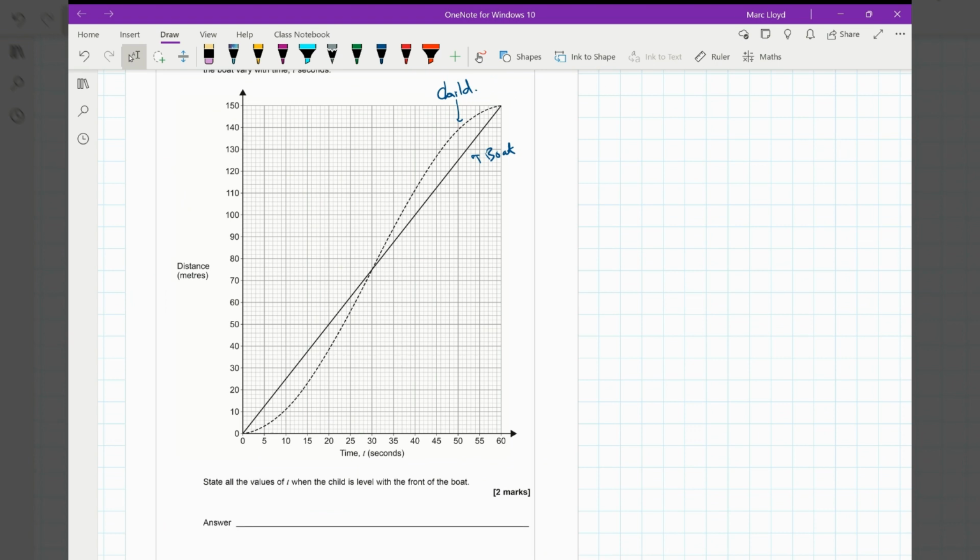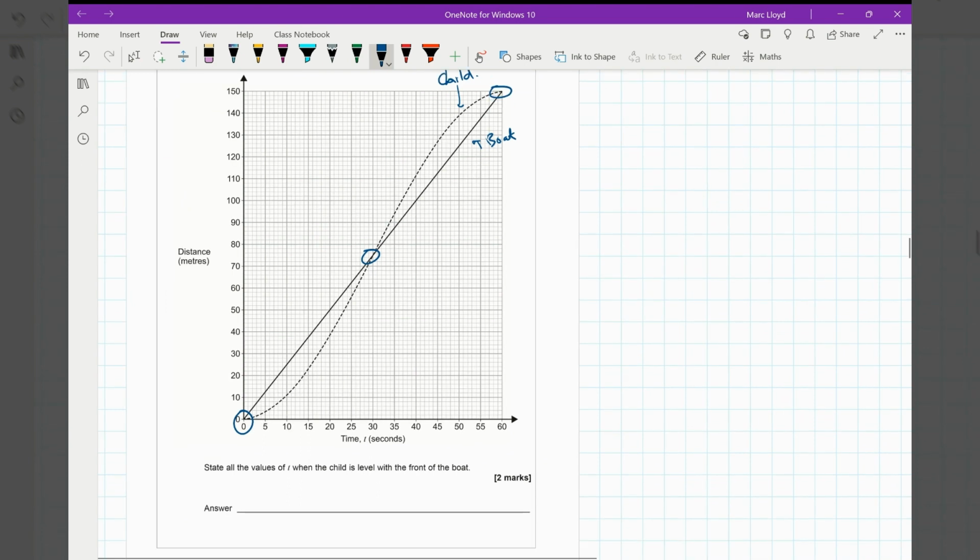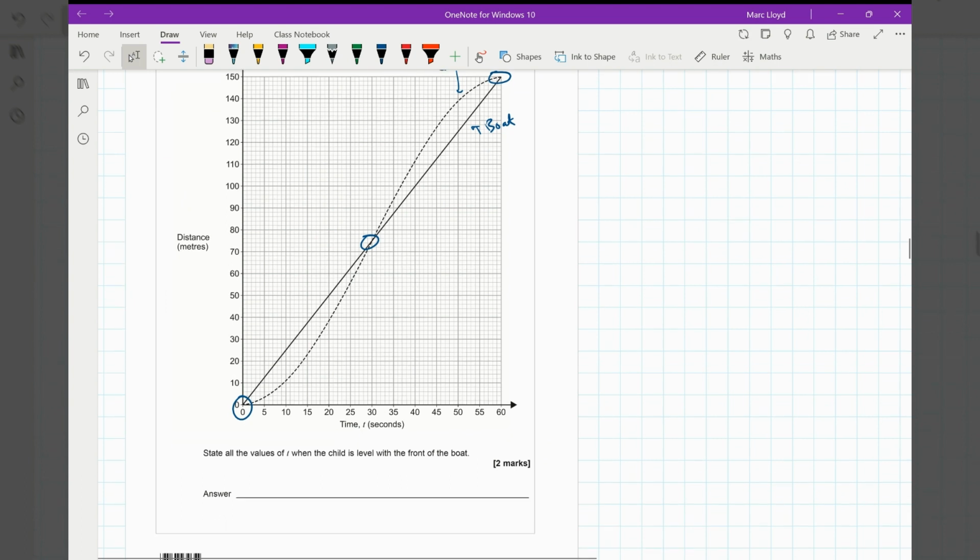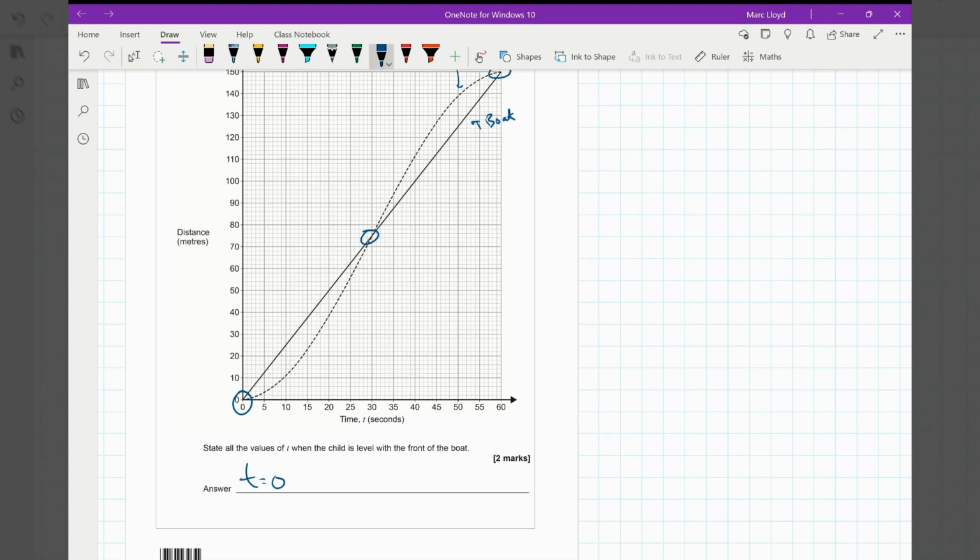State all the values of t when the child is level with the front of the boat. So we've got this one here, which is where they started off. We've got this crossover point where the child with the bike catches up with the boat and overtakes, and then the child decides to slow down and the boat will overtake. We assume it would overtake, but it will reach level with the child at that point. So we've got t is equal to 0. Now time is on the x-axis, so we've got t equal to 0, t equal to 30, and then finally t equal to 60.